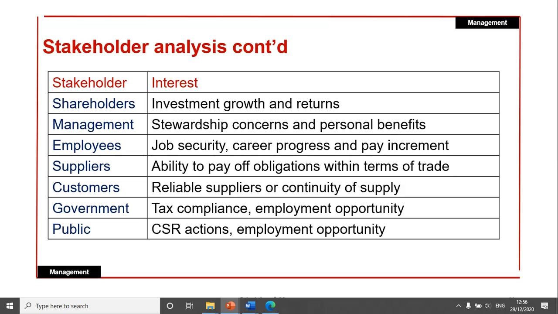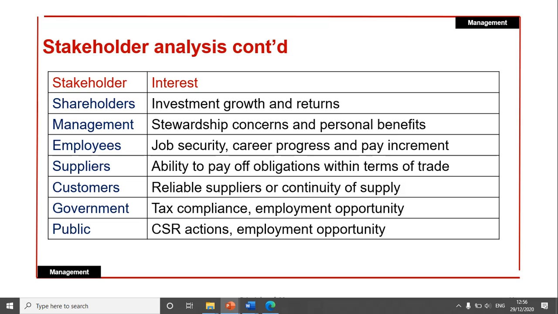And then we have got the public stakeholder. The public is, of course, your community where you operate from. A business does not exist in a vacuum. And so the public is interested in CSR actions, corporate social responsibility actions, looking to see if you can plow back in the community, build a school, make some roads, and perhaps build a hospital, a clinic. The public also is interested with the issues of employment with your institution, your organization.